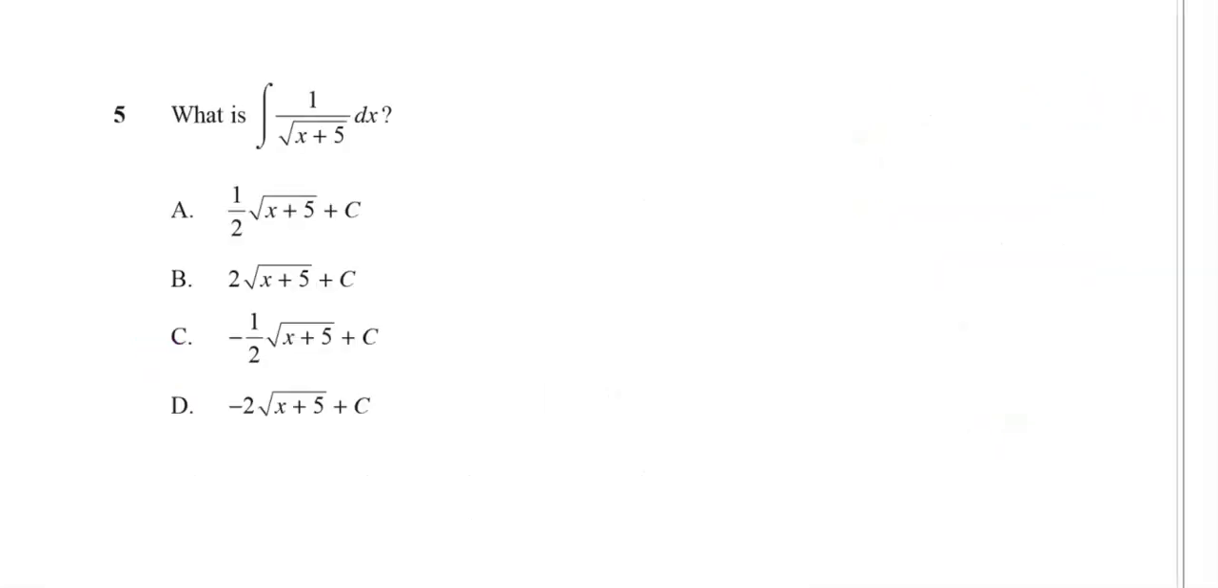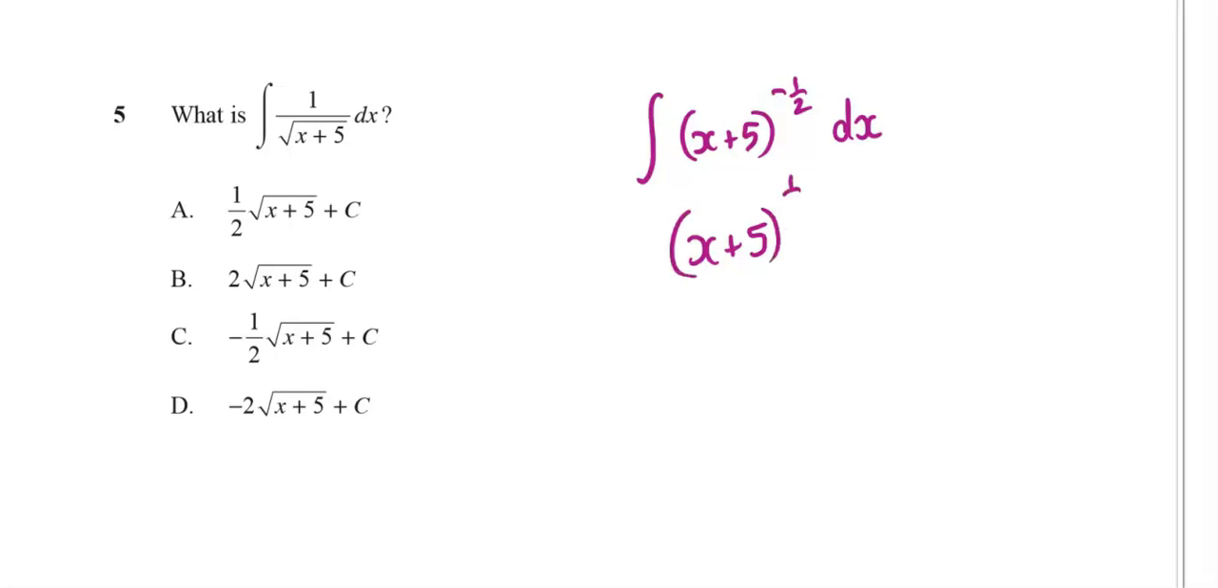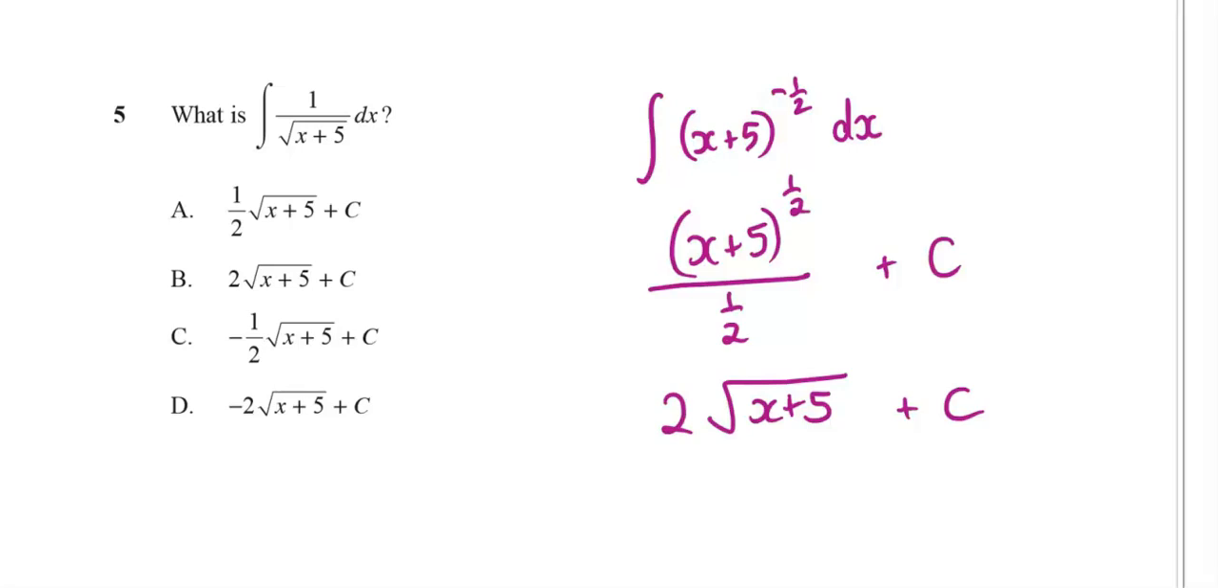Question 5. What is the indefinite integral of 1 over root x plus 5 dx? Pause here to try it yourself. It's helpful to me to rewrite that with a negative index as so. Now I know that when I increment that index, it'll go up to a positive half, and I need to divide by that half plus the constant of integration. So I'm looking for an answer of 2 root x plus 5 plus c. The answer is B.